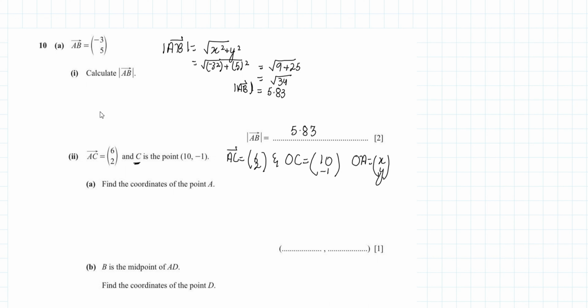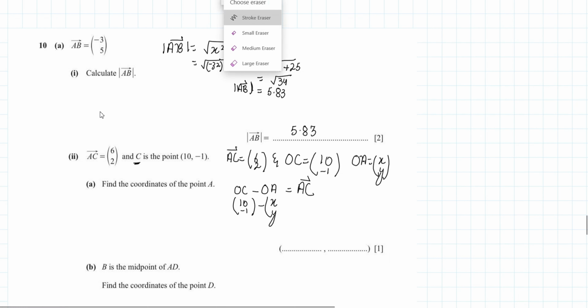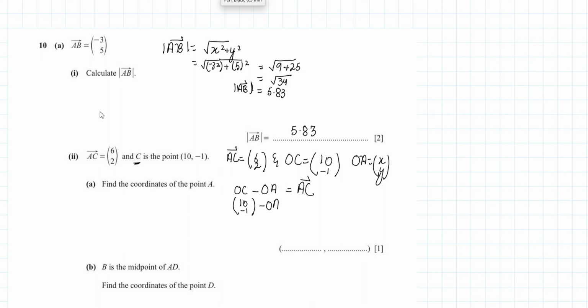Now what do you want? AC. AC comes when you subtract OA from OC, just OC minus OA. So write down the value of OC, that is 10 and minus 1. OA is unknown, X and Y. So OC minus OA is equal to AC, and AC is already given to you, that is 6 and 2.